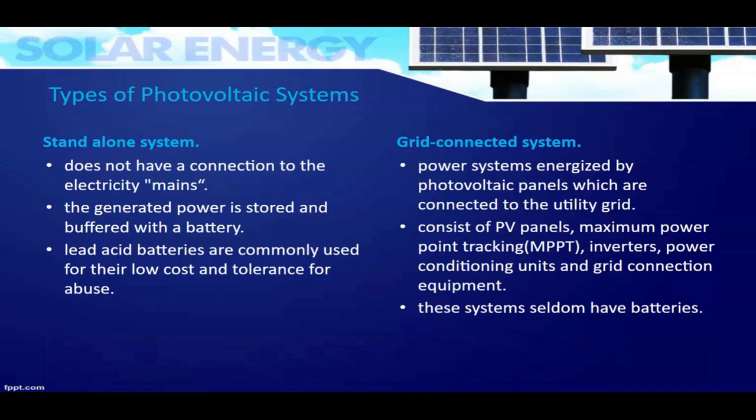And the grid connected system is connected to the utility grid, the main power of your house, for example. It consists of photovoltaic panels, maximum power point tracking, inverters, power conditioning units, and grid connection equipment. They are more sophisticated than the standalone ones. And this system normally does not have batteries unless the house or the farm or the building is installed with a battery.